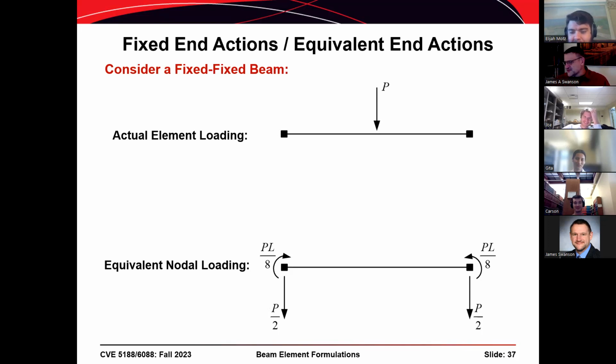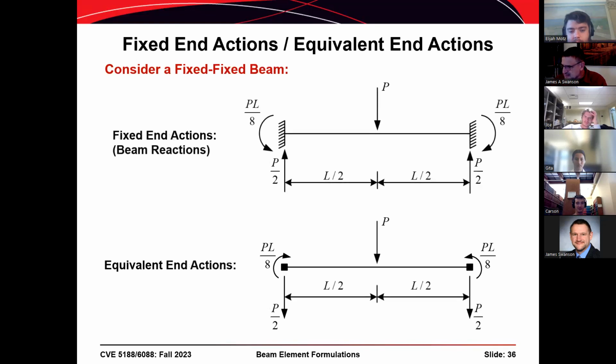So that's why we call them equivalent end actions. You call them fixed end forces, fixed end actions, equivalent end actions, equivalent moments. But you have to be careful, though, because let me go back a slide. If you look at the fixed end actions and the equivalent end actions, they're basically opposite of each other in sense, right? The magnitudes are the same, but the moments are acting in the opposite directions. The forces are acting in the opposite directions.